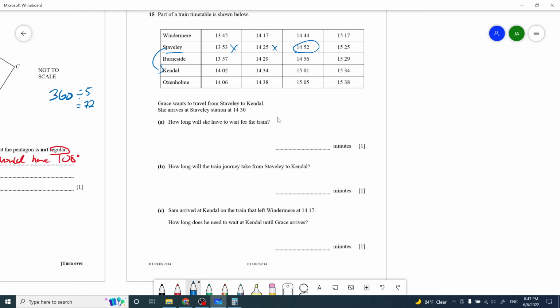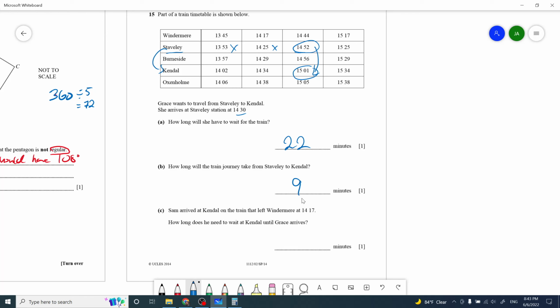How long will she have to wait for the train? Well, the difference between 30 and 52 is 22 minutes. How long will the train journey take from Staveley to Kendal? She's going to get off at Kendal on this train. So this is all the same train. It starts here, ends here. She's going to get off here at 15:01. So the difference here is going to be 9 minutes.